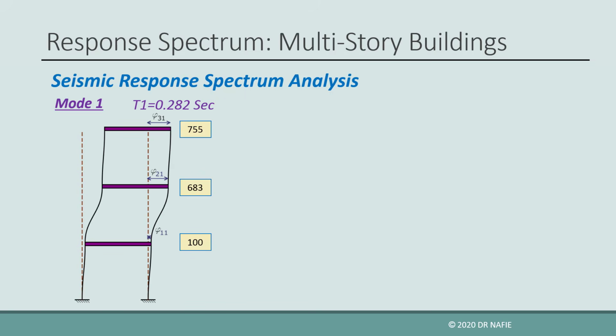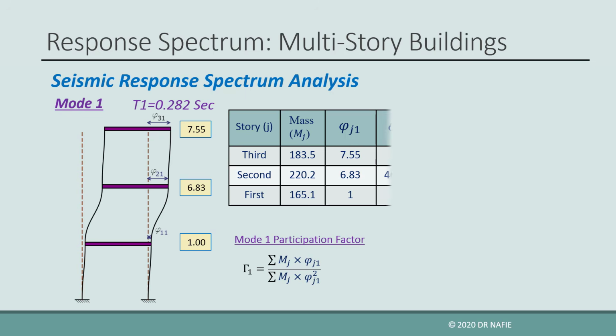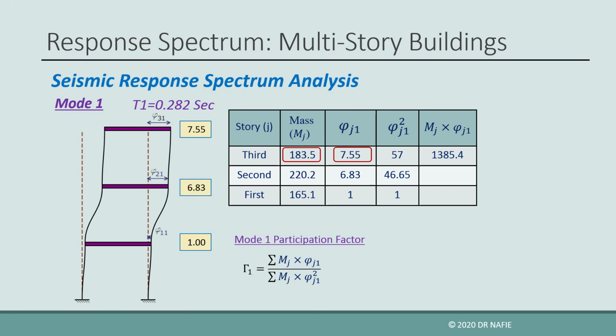Using the mode shape ordinates and the story masses, we can calculate the participation factor of this mode, tau1, by dividing the sum of the product mj times phi j1 by the sum of the product mj times phi j1 squared, where mj is the mass of the story j and phi j1 is the ordinate of mode shape 1 at the story j. For each story, we multiply the mass of the story times the ordinate of the mode shape at the story as shown.